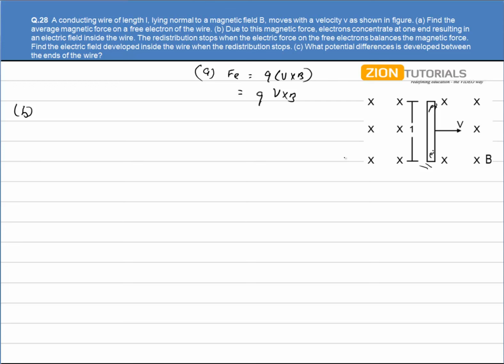Now clearly, if an electric field is generated along the rod, then the charges that are present at the center at this very time will experience a magnetic force as well as an electric force. Now we have to calculate the electric field developed inside when the redistribution stops, that is when the magnetic force is equal to the electric force. So electric force has to be equal to magnetic force.